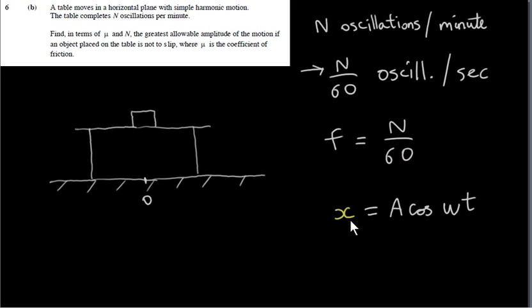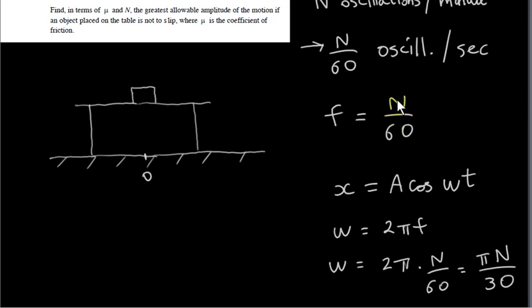In previous videos, we saw that the displacement of an object undergoing simple harmonic motion can be represented by a sinusoidal or cosinusoidal function, where A is the maximum displacement or the amplitude of the motion. Omega is known as the angular velocity. It is related to the frequency by omega equals 2 pi f. Plugging n over 60 in for f, we get omega equals 2 pi times n over 60, which is pi n over 30.